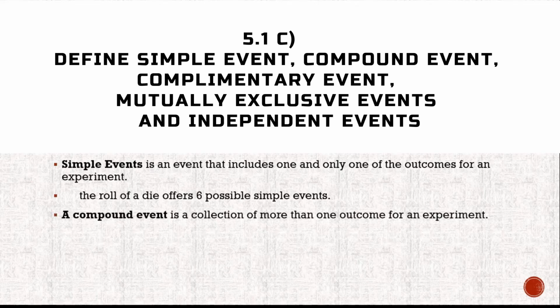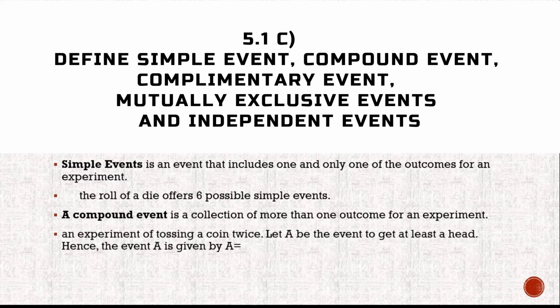A compound event is a collection of more than one outcome for an experiment. So, for example, an experiment of tossing a coin twice. Let A be the event to get at least a head. So this is event A, the event to get at least a head. So it means that event A is given by, sama ada dua-dua kali kita toss tu kita akan dapat head, or head tail, or tail head.